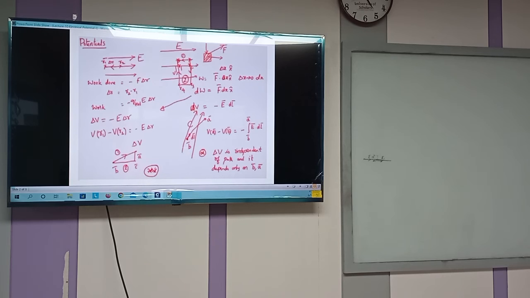And the third and very important observation is that if you move in a closed path, you start from a point, you move around and you come back to the same point, the potential difference will be 0. In terms of the line integral, that closed line integral will be equal to 0. Any such field that satisfies this criterion is called a conservative field.